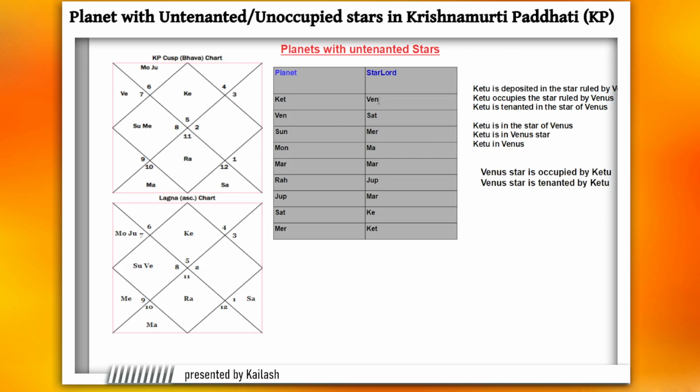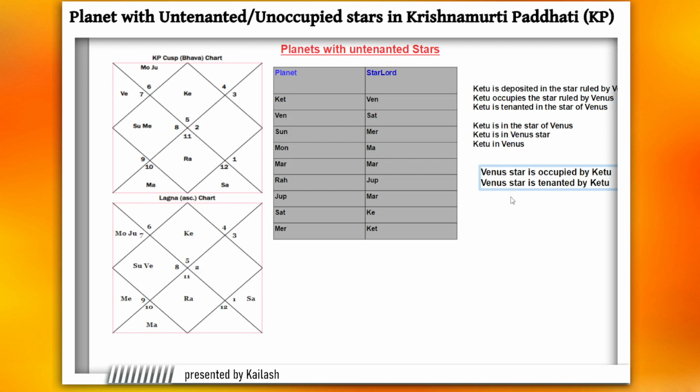So when we are looking at the star lord Venus, we say Venus star is occupied by Ketu, or we say Venus star is tenanted by Ketu. It is the same thing. In the earlier example, it was from the planet to star lord, and here it is from the star lord to the planet. But this particular thing will help you in understanding what exactly is meant by untenanted star.